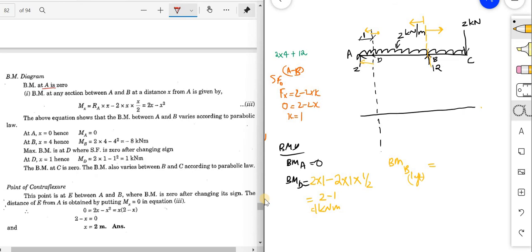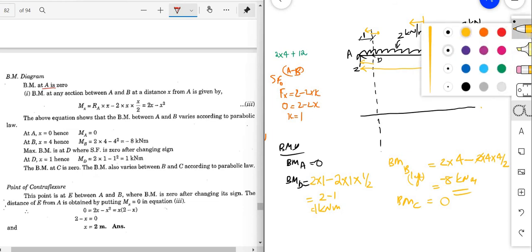That is, first due to this load, 2 into the total distance 4, minus the UDL, 2 into 4 into 4 by 2. That is 8 minus 16, that is minus 8 kilonewton meter. So I am getting minus 8 here. One more point is there, this point, which is the end point only. Therefore, the bending moment at C is equal to 0. So I have obtained all the points.